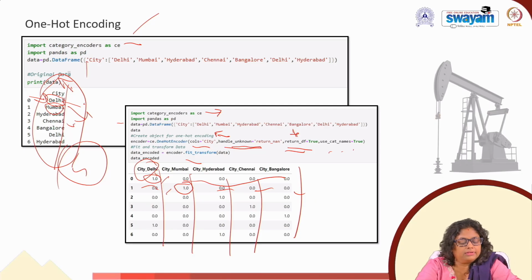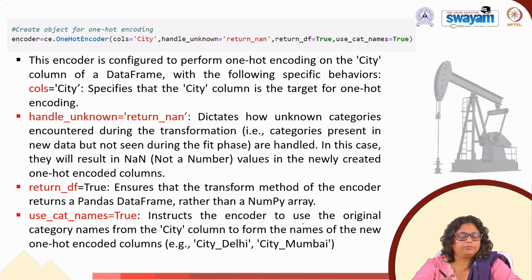Similarly, at the second index position we have Hyderabad. So only for Hyderabad do we have a 1, and the others are 0. So it is like that. Okay, so this is the code we are talking about.